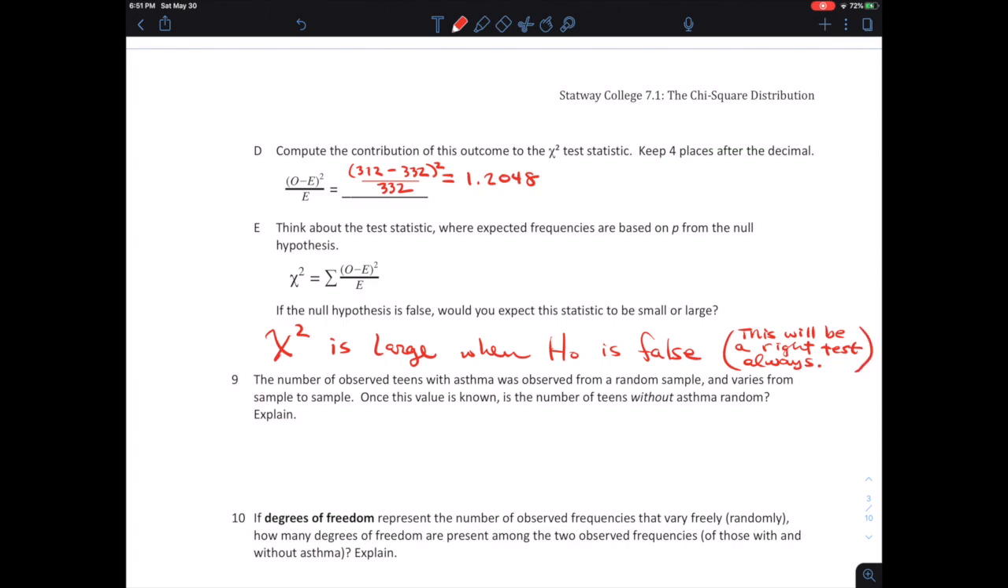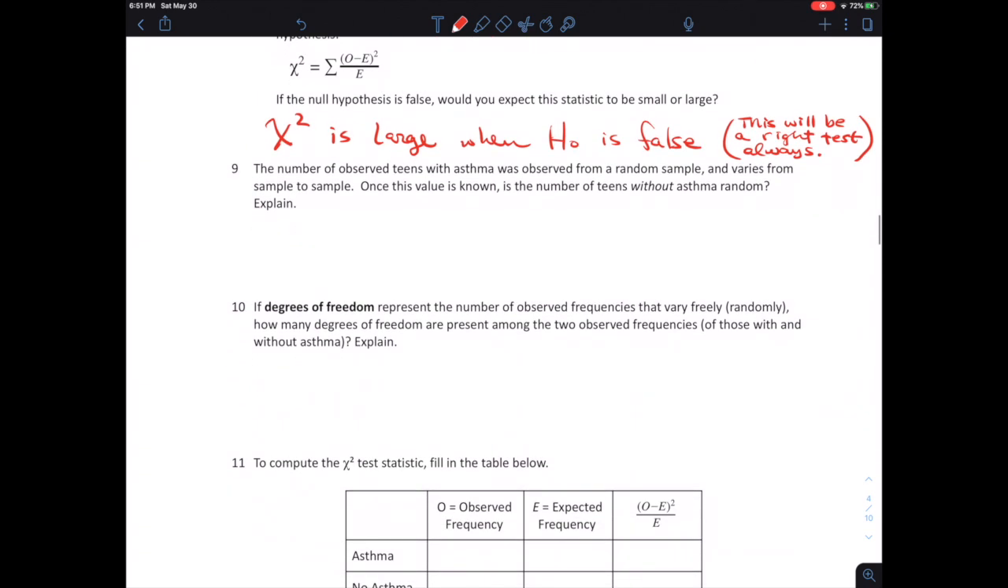Okay. So on question 9, we've nailed down the fact this is going to be a right-tailed test. On question 9, it says the number of observed teens with asthma was observed from a random sample and varies from sample to sample. Once this value is known, that is the number of kids with asthma, is the number of teens without asthma random? No, it's not.